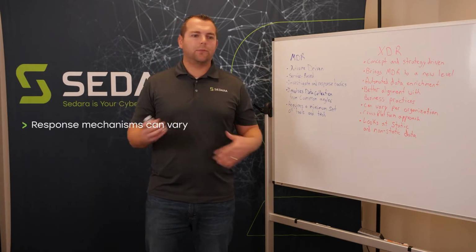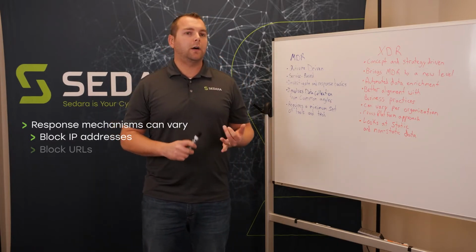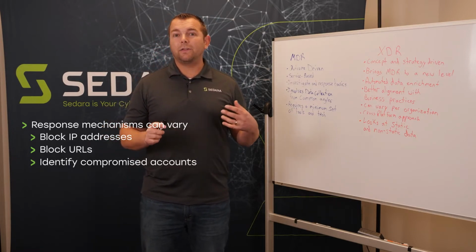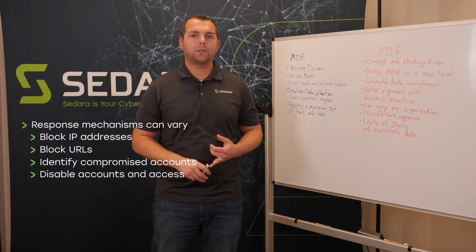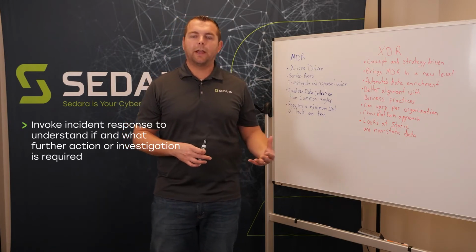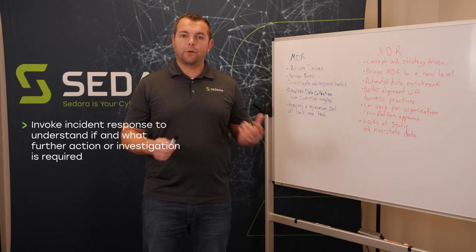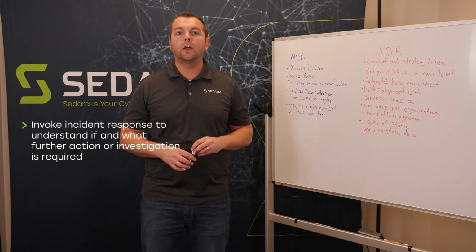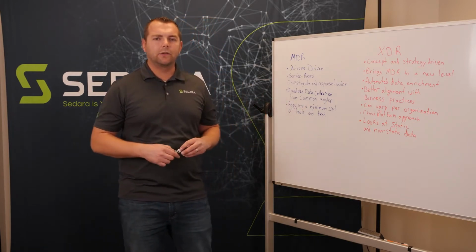Our response mechanisms can vary all over the place, but typically you're looking at blocking IP addresses on your firewall, inbound and outbound, blocking URLs on your spam filter or your content filter, being able to identify if an account is compromised and activities happening with it, and being able to disable that account, reset their password, ensure their VPN access is disabled, and then from there typically invoke your incident response plan to understand if further investigation or further response actions are really required, or do you need to document this as an actual incident, or do you turn that user back into service? So those are what we'd consider basic investigative and response capabilities.